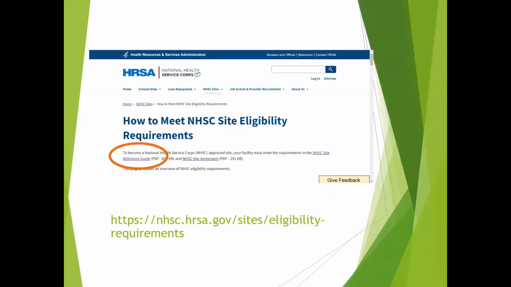So everything we talk about today can be found at the Health Resources and Service Administration, or HRSA website, at the National Health Service Corps section, and in the NHSC sites. And everything we reference is found on the NHSC site guide reference as well. So that can be found there in the circled box.